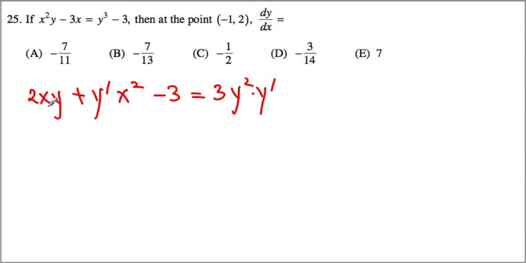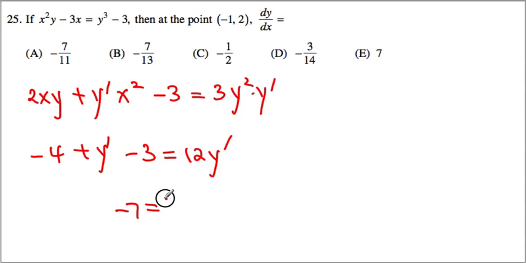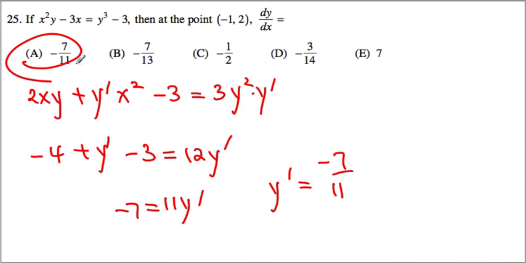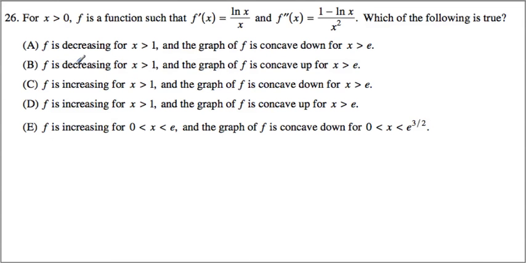Then here we end up getting negative 1 times 2, that becomes negative 4. And then plus y prime, because x value is equal to negative 1 squared, then becomes 1. Minus 3 is equal to 3 times y value was equal to 2, so this becomes 12 y prime. Then if you simplify it, we end up getting negative 7 equals 11 y prime. So y prime becomes negative 7 over 11, which is choice A. Let's look at number 26.